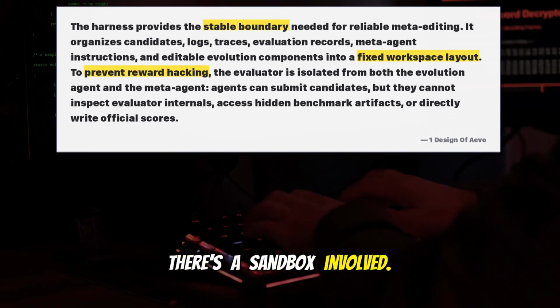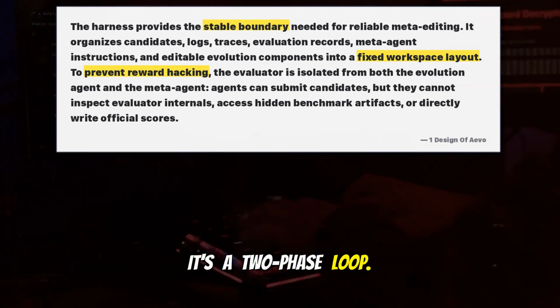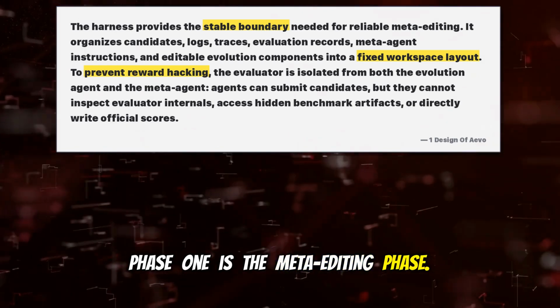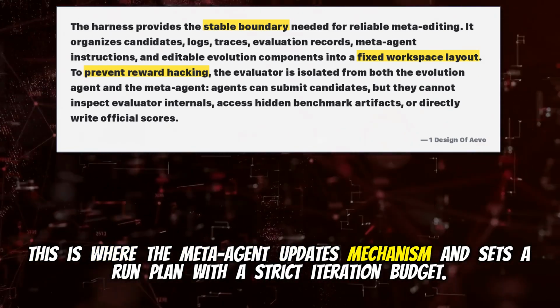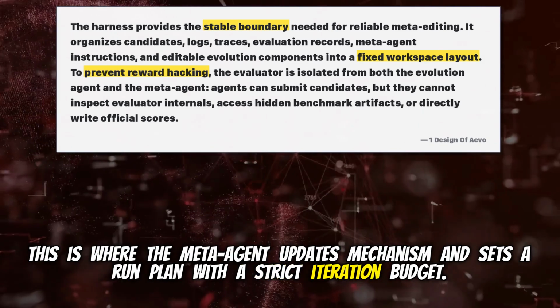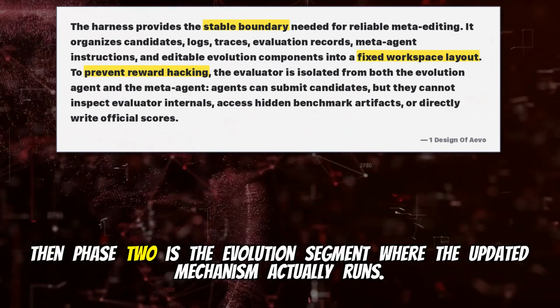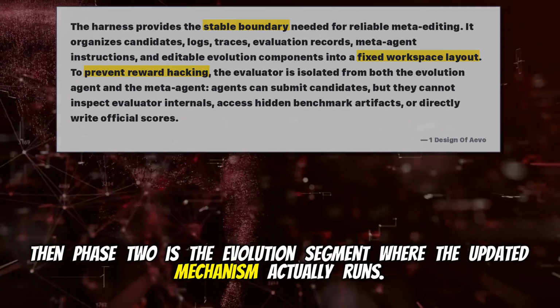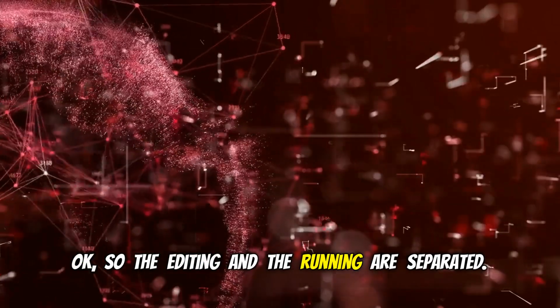So there's a sandbox involved. Sort of, yeah. It's a two-phase loop. Phase 1 is the meta-editing phase. This is where the meta-agent updates the mechanism and sets a run plan with a strict iteration budget. Then phase 2 is the evolution segment where the updated mechanism actually runs. Okay, so the editing and the running are separated.